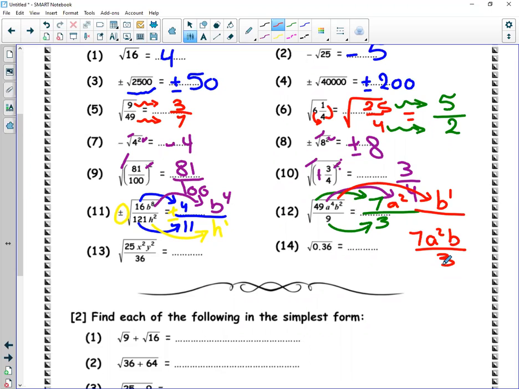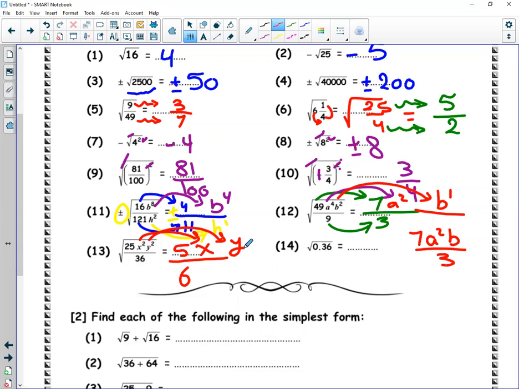The square root of 25 will be 5, and x bar 2 will be x, and y bar 2 will be y. The square root of 25 over the square root of 36 equals 5 over 6, because the square root of 25 equals 5, the square root of 36 equals 6, and x bar 2 under the square root equals x, and the square root of y bar 2 equals y. It will be 0.6. Number 14.